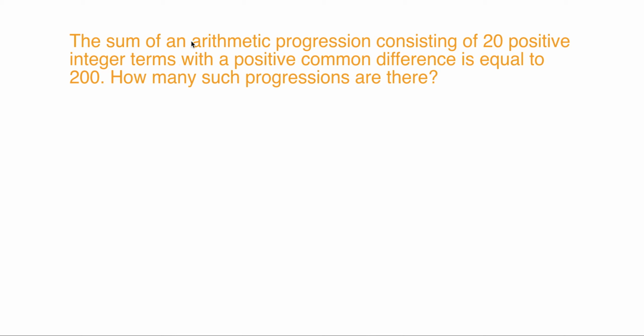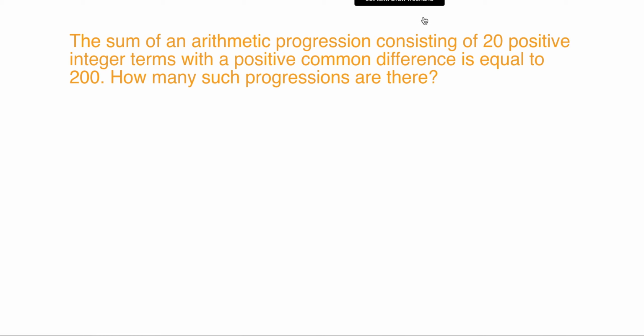So let's first define what this question really means. The sum of an arithmetic progression. An arithmetic progression is the same as a sequence that increases or decreases by regular increments, consisting of 20 positive integer terms. So this pattern has 20 terms or 20 numbers in it that have to be positive and whole numbers, with a positive common difference. If we add all these 20 positive integer terms together, we get 200. How many such progressions are there?